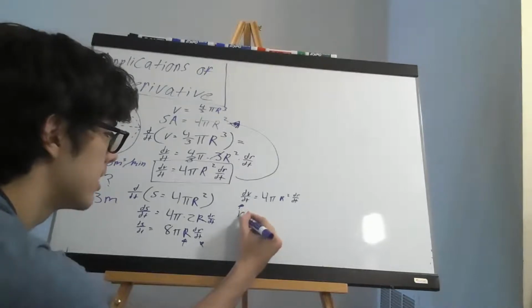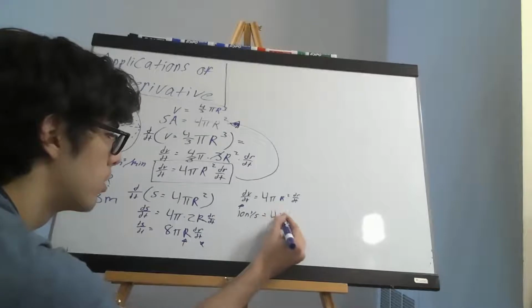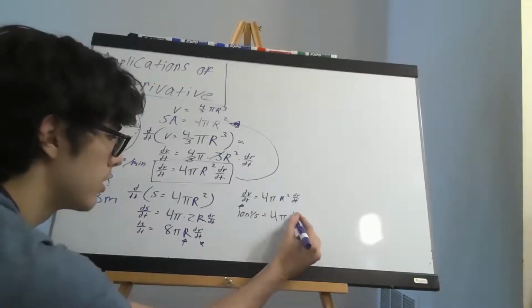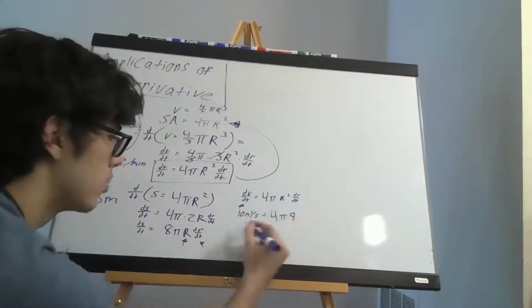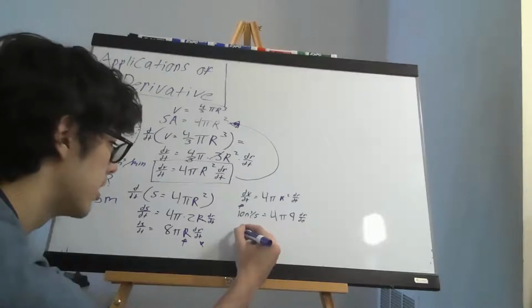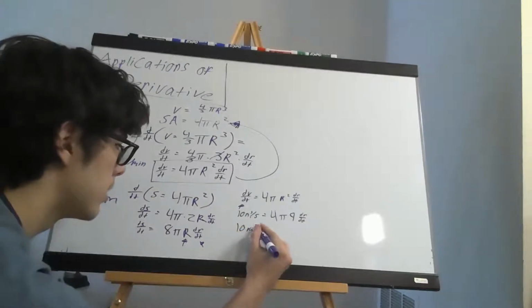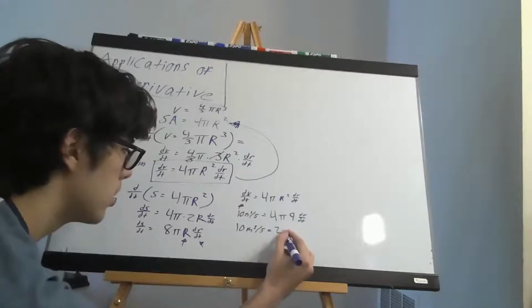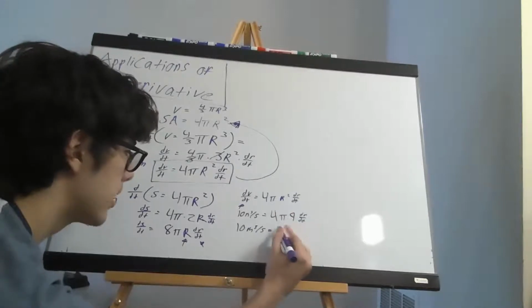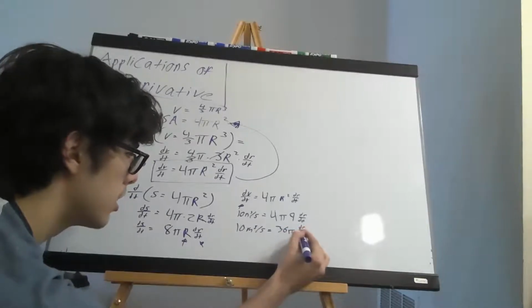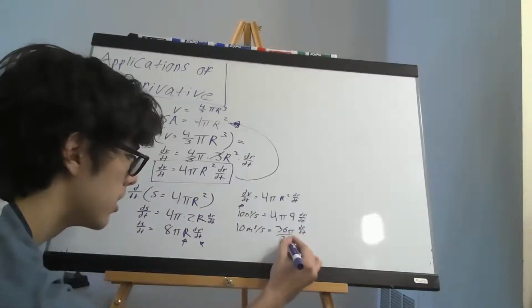So now we've got 10 meters cubed per second is equal to 4 pi times the radius, which we know is 3. 3 squared is 9. So we've got dr/dt. I'm going to rewrite that because 4 can multiply to 9. So we've got 10 meters cubed per second is equal to 36 pi dr/dt. Divide this.